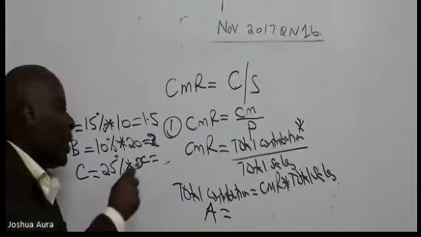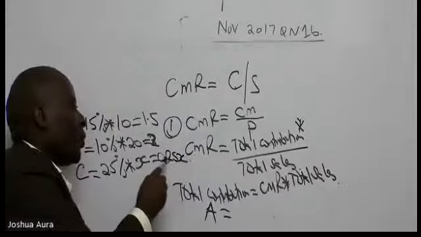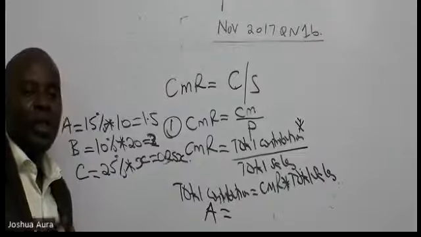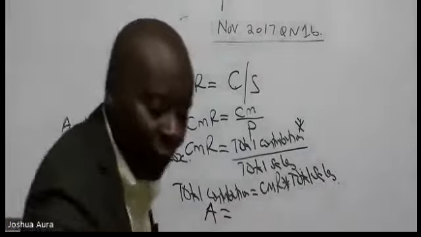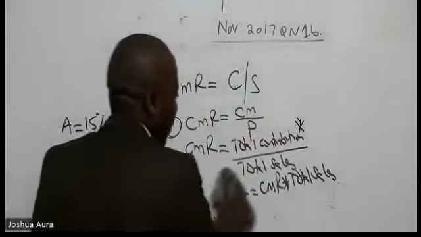So then, ladies and gentlemen, this will give me 0.25x. Once I reach here, these are simple marks. These are the low-hanging fruits, ladies and gentlemen, that I'm talking about.